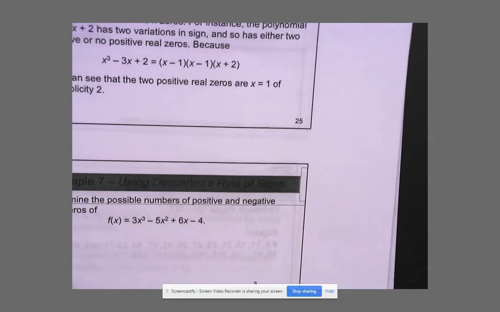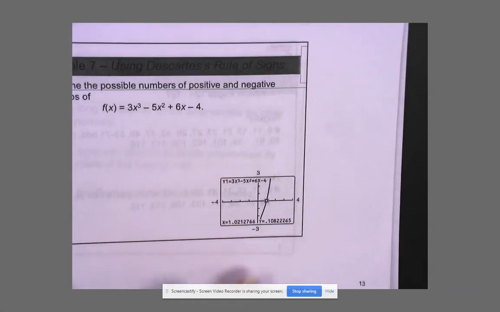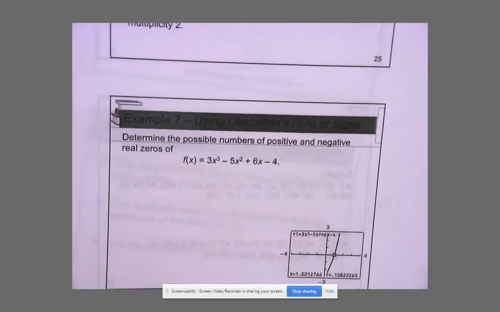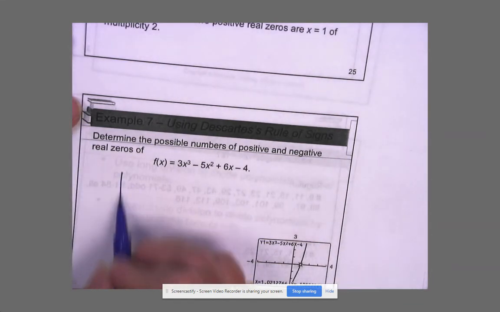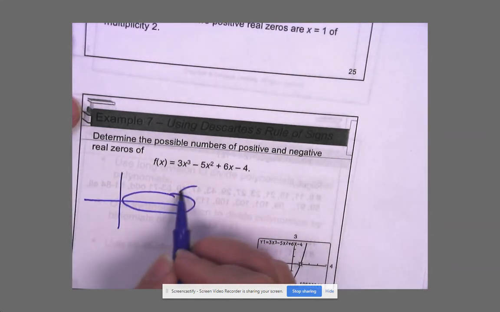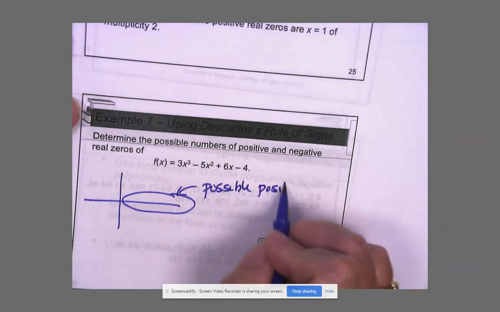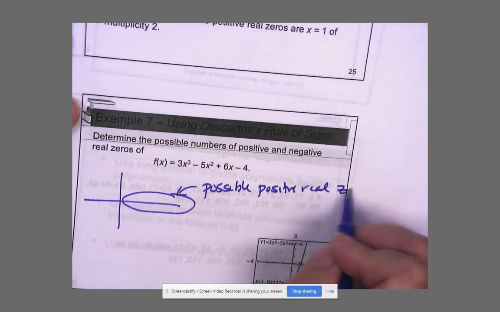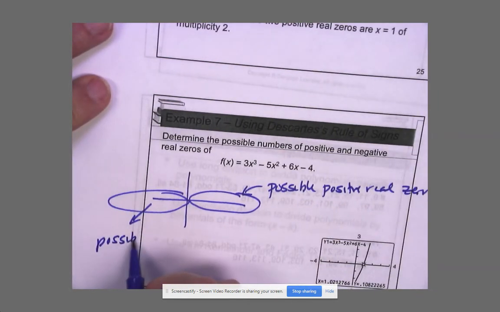Okay. So if I use Descartes' rule, here we are. Let's look real quickly down here at this example. Determine the possible positive and negative real zeros. And again, it goes back to understanding what the directions are asking you. So if I want possible positive real zeros, that's saying, how many are on this side? This is the possible positive real zeros. This is the possible what? Negative real zeros. That's what we're talking about.